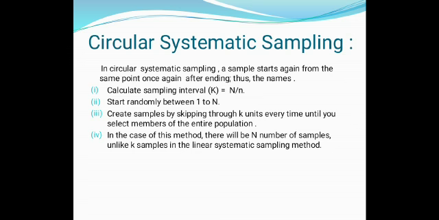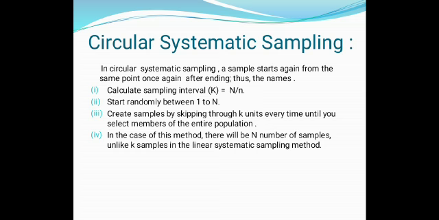Then circular systematic sampling. In circular systematic sampling, the sample starts again from the same point once again after ending, thus the name. First, calculate the sampling interval k equal to capital N by small n. Second, start randomly between 1 to N. Third, create the sample by skipping through k units every time until you select members of the entire population. Fourth, in the case of this method, there will be N number of samples, unlike k samples in the linear systematic sampling method.